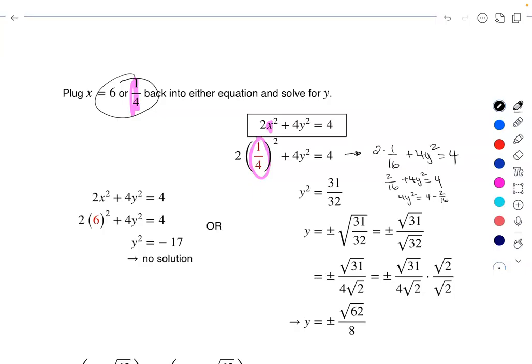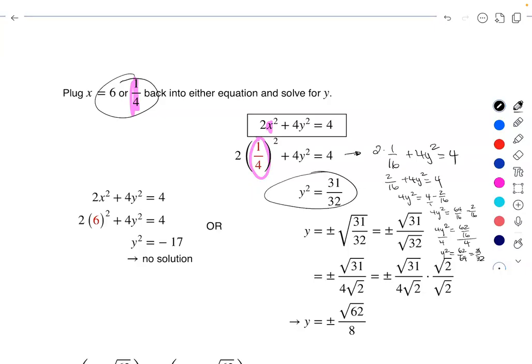I'm going to simplify this a little bit more. So I'm going to have 4y squared, and if I want to get common denominators, this was over 1, so this is going to be 64 over 16 minus 2 over 16. Again, I've got 4y squared, and this is going to be 62 over 16. When I divide everything by 4, because I want to solve for y squared, I'm ultimately going to get y squared is 62 over 64, which when I simplify is 31 over 32.